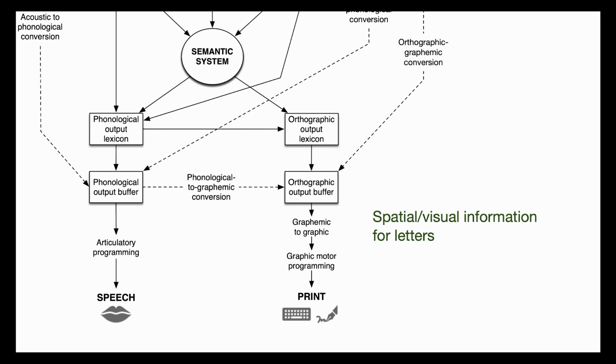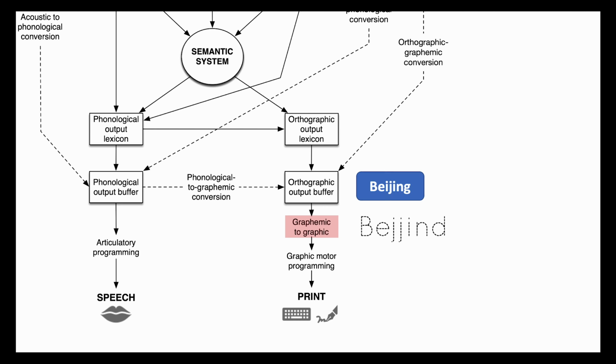From there, we should see the spatial and visual information for letters retrieved. For example, Beijing goes from a series of abstract letters into actual visual concepts of what those letters should look like. Errors at this level, you might see something like this. They know the letters they want, but visually they're choosing things that are similar. Patients that I've had have described this level of impairment as though their hand is taking over, so they're wanting to write one thing and these different shapes come out.